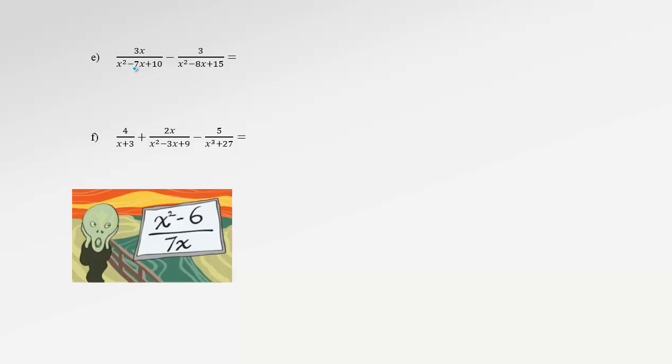To perform the subtraction in problem E, let's factor the denominators. This denominator factors into x, product 10, sum -7, so it's -5 and -2. And that denominator factors into x, product 15, sum -8, so -5 and -3. Great. Therefore, our LCD for the entire expression is: we have to take the bracket x minus 5 once, another bracket x minus 2 once, and x minus 3, all 3 brackets.